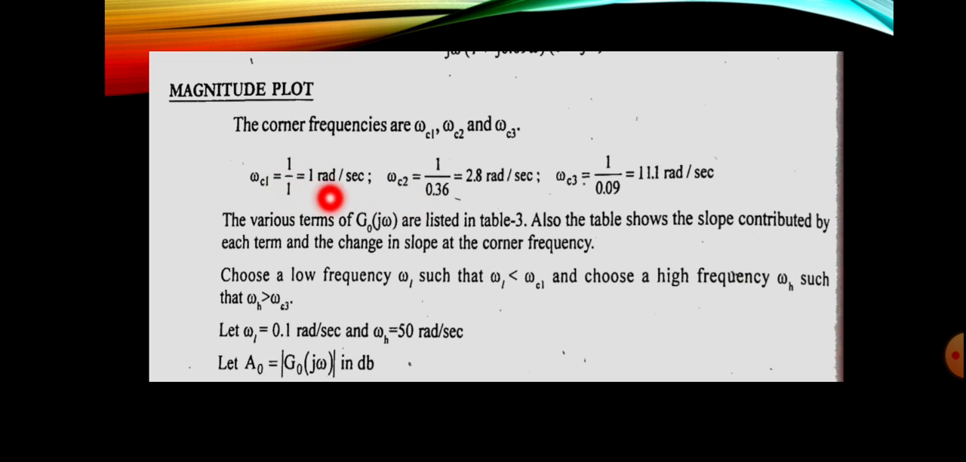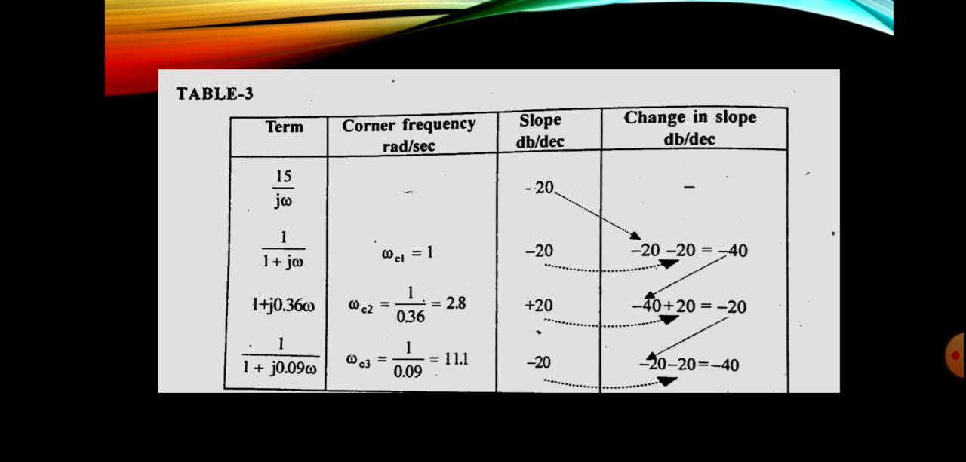So omega c1 is 1 radian, omega c2 is 1 by 0.36 which is 2.8, omega c3 is equal to 1 by 0.09, that is equal to 11.1, and this will be the greatest corner frequency. So this should be written as the last term. So you can see the table. The first term will be 15 by j omega, it has no corner frequency, and the last term will be 1 by 1 plus j 0.09 omega because it has the largest corner frequency, and the other term is 1 by 1 plus j omega, it has a corner frequency 1, and this term has a greater corner frequency than that of this term.